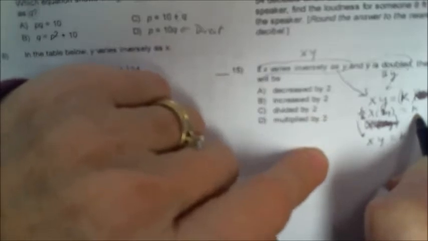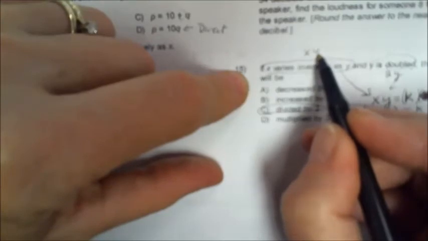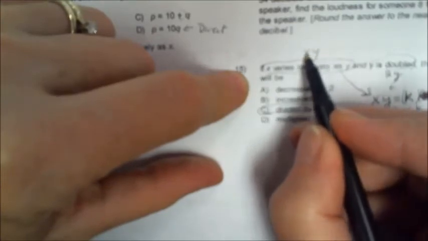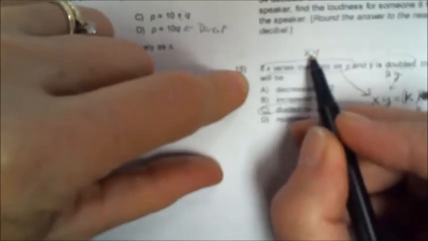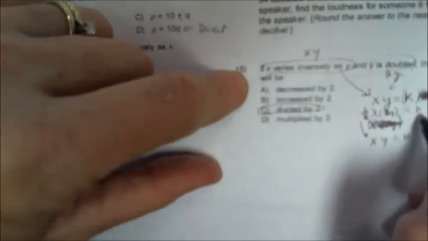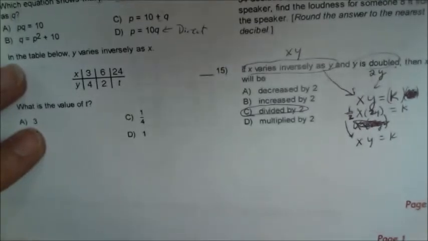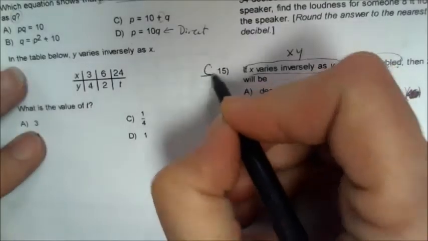to the same number. So if it varies inversely, it means if you double one, you have to divide the other one by 2. Or if you multiply y times 3, you'd have to divide this by 3. Or if you multiply this by 10, you'd have to divide this by 10. Whatever happens to the one, the opposite happens to the other. So you can still maintain that x times y is equal to k value. So this would be option C.